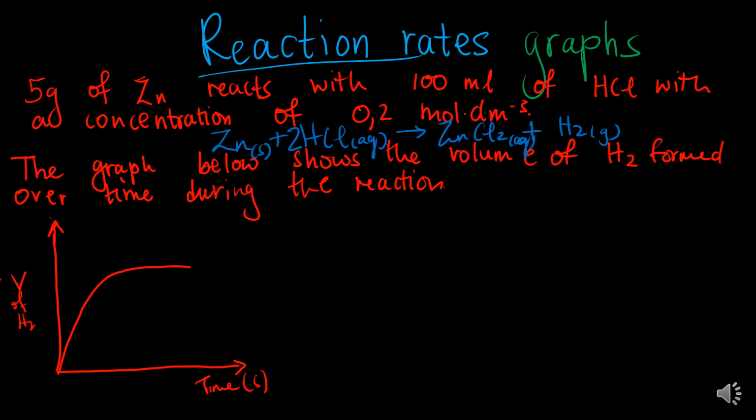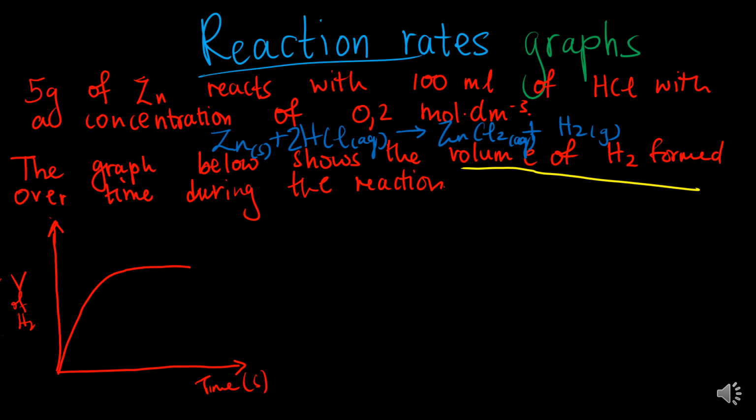This is the reaction that they're talking about. Now they say the graph below shows the volume of H2 that is formed over time during the reaction, right? What I want to talk about is the factors that affect the rate of the reaction, so how the graph looks. What you must understand is how the graph is going to look if one of these amounts is changed, the amount of substance. Let's start with the zinc, right?